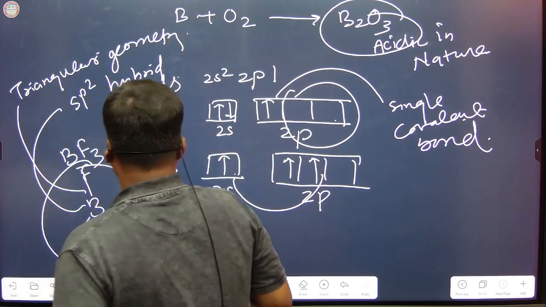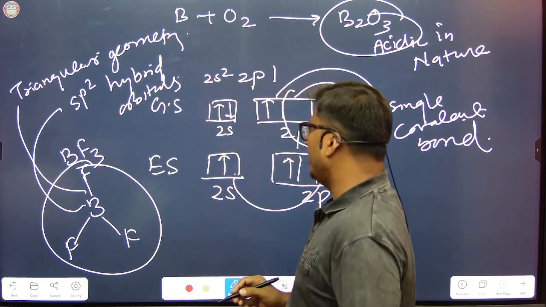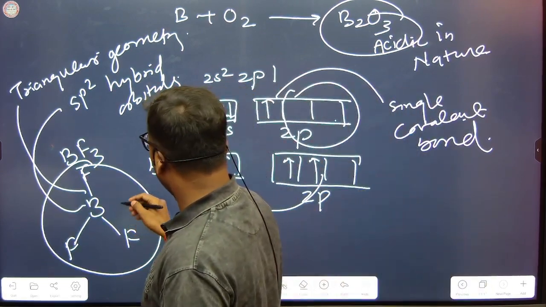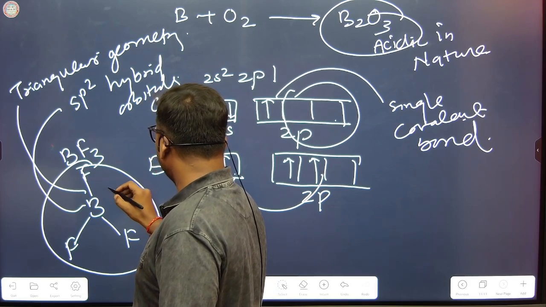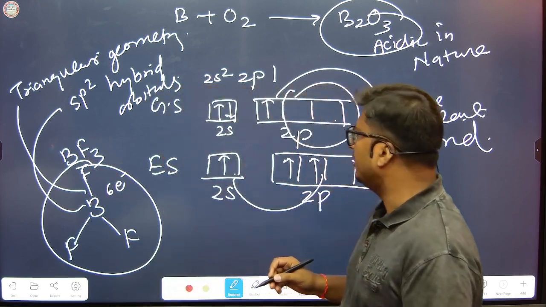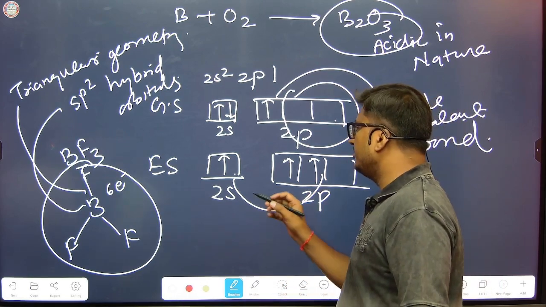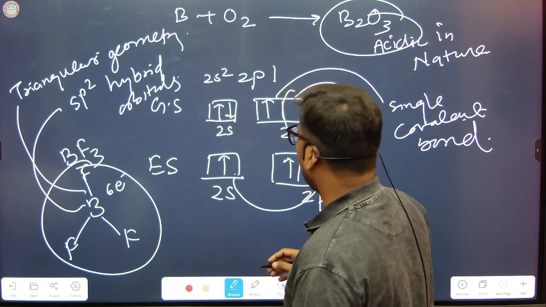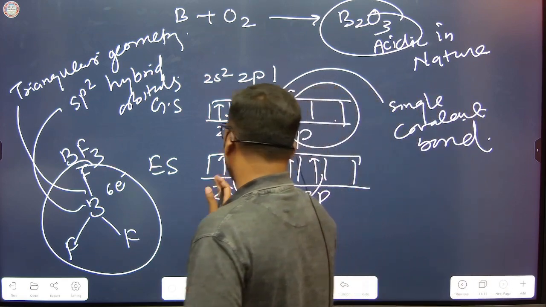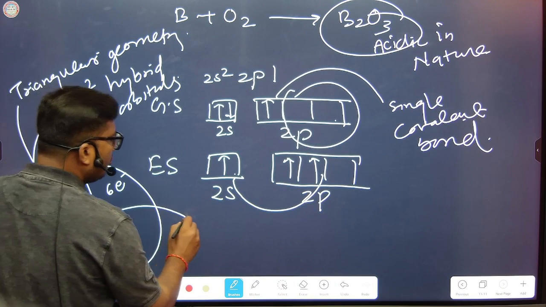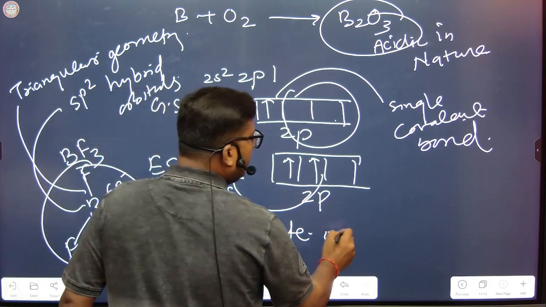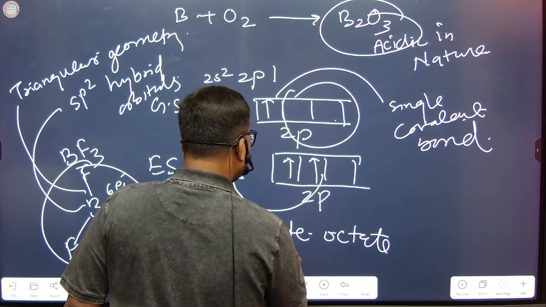But these 3 bonds total make a contribution of 6 electrons, right? So 6 electrons are present in the valence state, which is 2 units less than the complete octet. So this class of elements develops incomplete octet compounds.